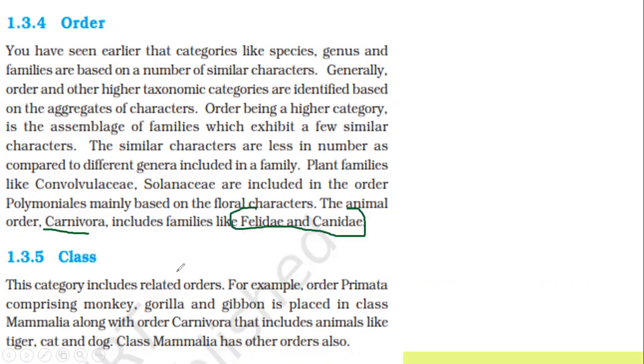Class is a group, a category that includes related orders. For example, Primata includes monkey, gorilla, gibbon. All these belong to the class Mammalia. All these are respective classes.